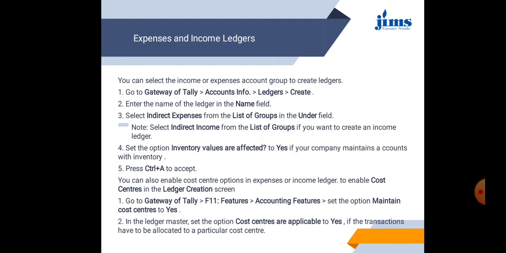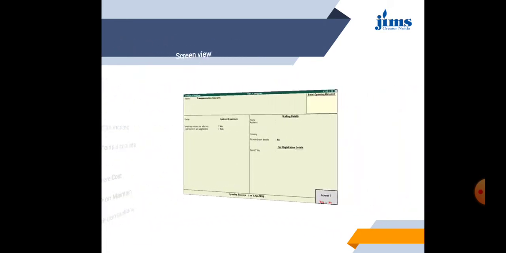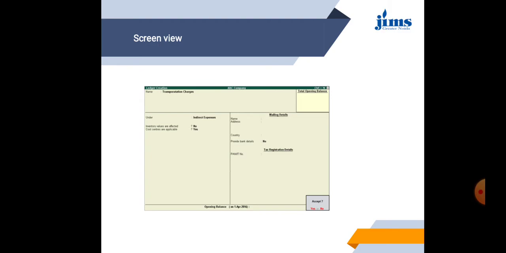in the ledger creation. For that, we go to Gateway of Tally, then F11 features, accounting features, and set Maintain account cost centers to Yes. So in the ledger master, set the option Cost centers are applicable to Yes, if the transactions have to be allocated to a particular cost center. So these features are very important to be taken care of. This is the screen view. As I showed you, this is the ledger creation screen, where you create the ledgers and alter them simultaneously.